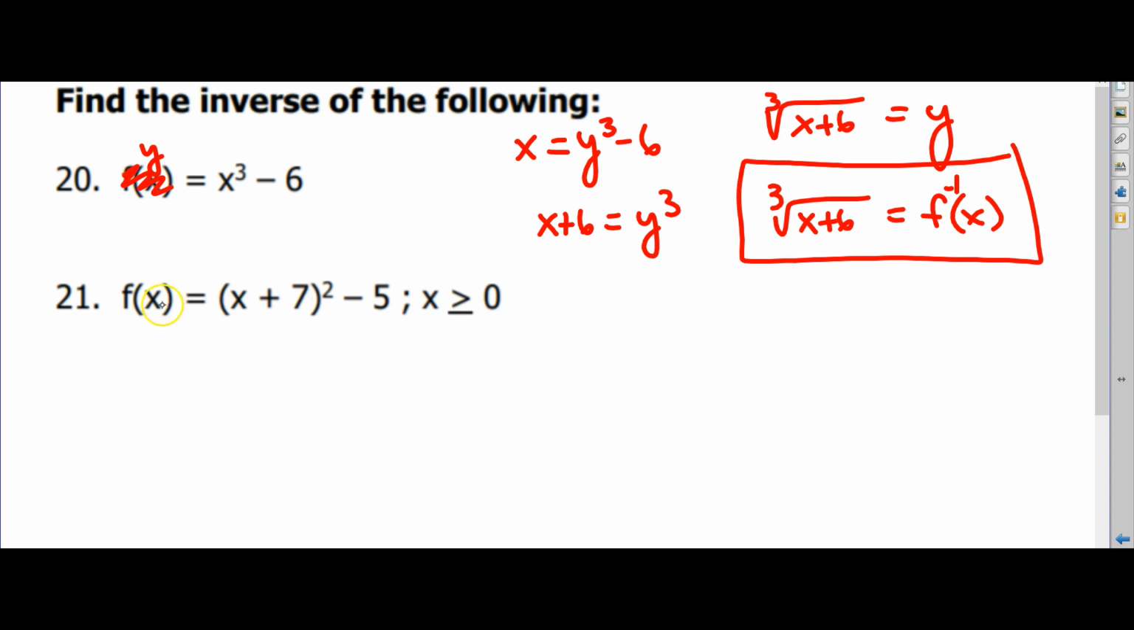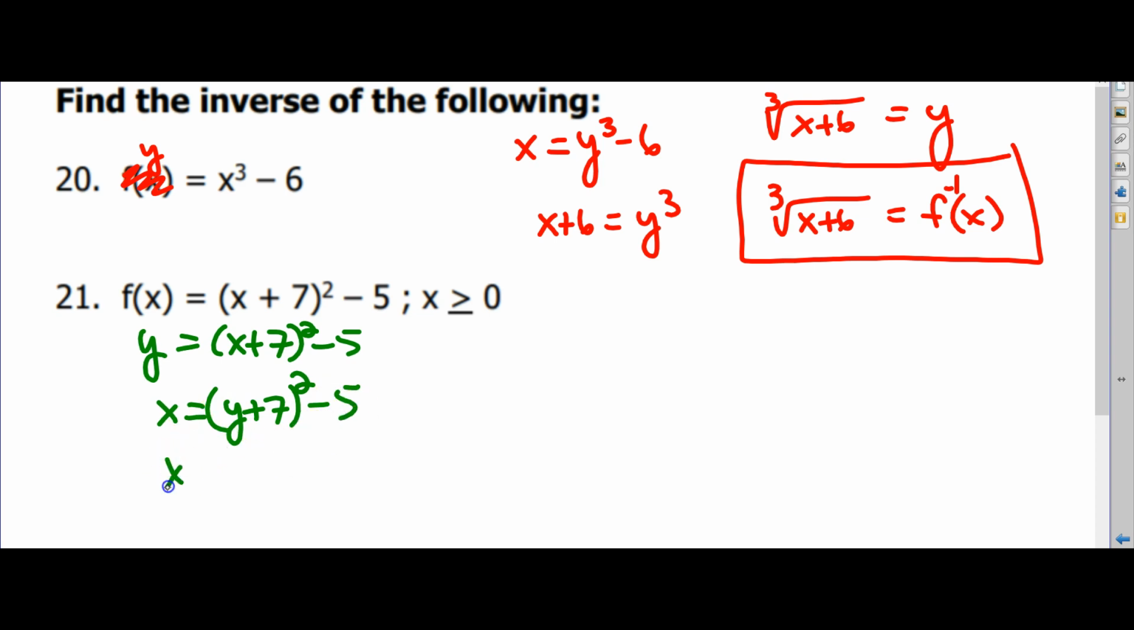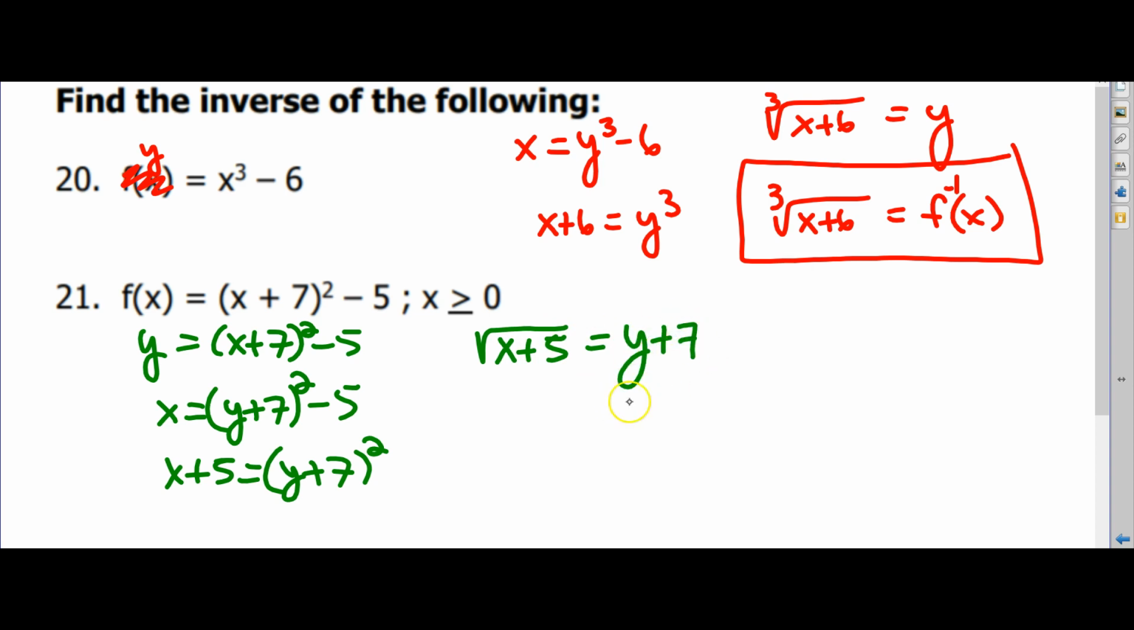Same thing for this one right here. We're going to replace this with y, and then we're going to switch the x and the y and solve for y. Add 5 to both sides. You get x plus 5 equals y plus 7 quantity squared. Square root both sides. I'm going to continue on the right here. So square rooting both sides to get the square root of x plus 5 is equal to y plus 7. Subtract 7 and you get the square root of x plus 5 minus 7 is equal to y.